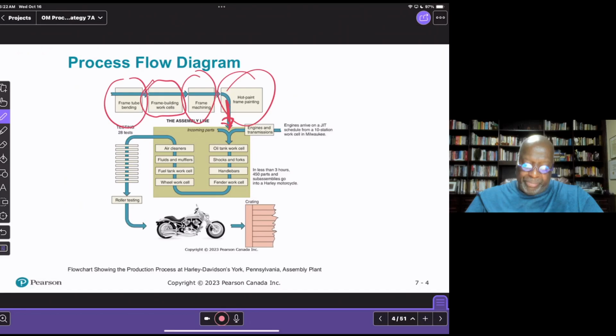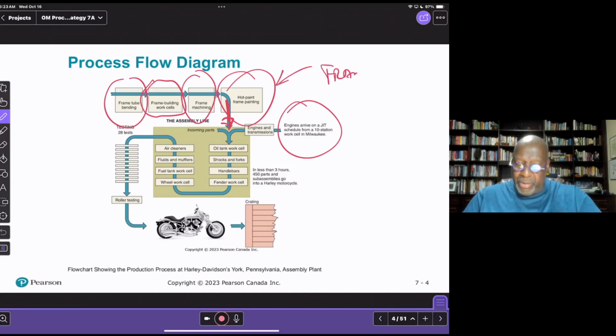And after that happens, here's something else. The engine arrives on a just-in-time basis. So you're taking the frame part of that. This part has to do with the frame, right? And then you have the engine right here. You bring those together and then go through the assembly of these various pieces.